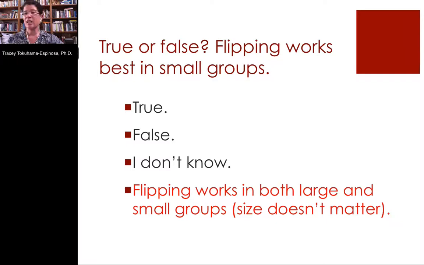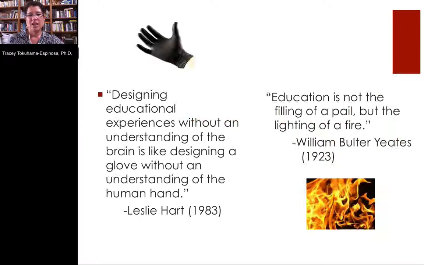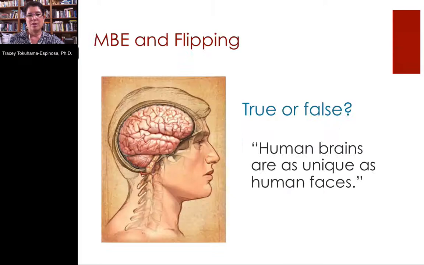How is this related to this idea of mind-brain education science? We know that many teachers just don't know quite enough about the brain, but if you give them this information, they also see this link to flipping. If we combine or nurture education with information from psychology and neuroscience, you'll find that some ideas, you know, human brains are as unique as human faces.